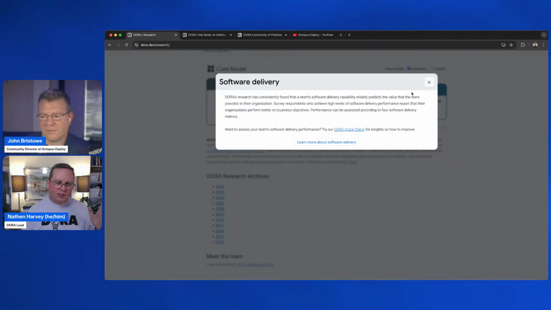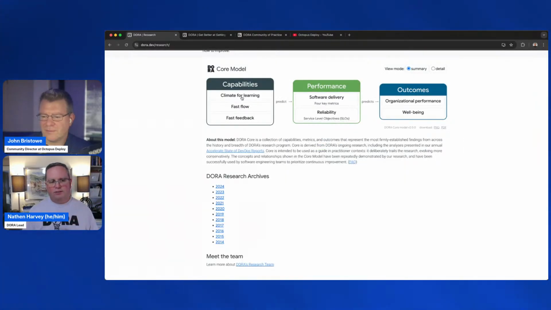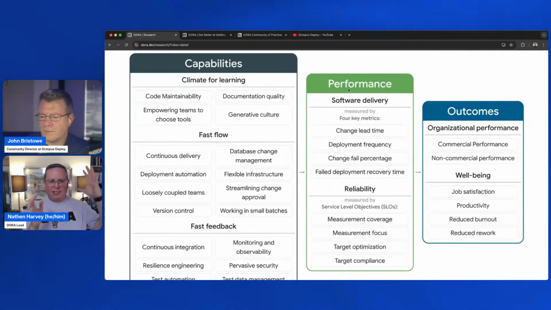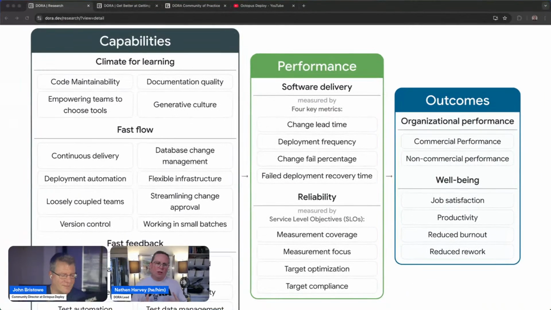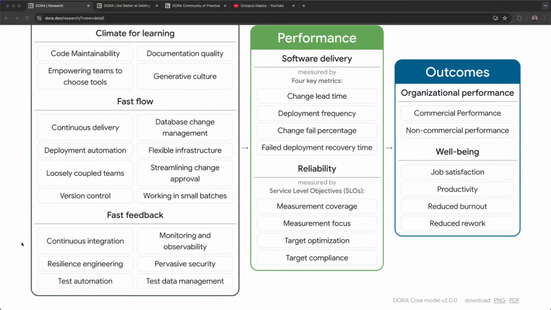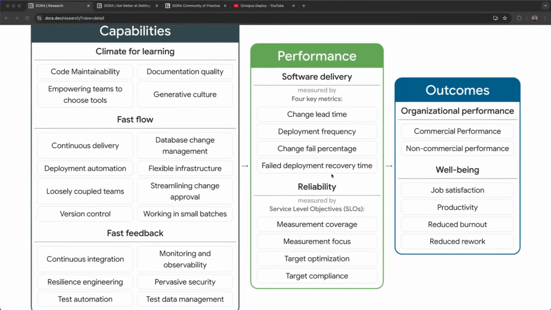If you close that out, you'll see on the left-hand side there are a series of categories of capabilities: a climate for learning, fast flow, and fast feedback. These are what we call the conditions that enable great software delivery performance. And if you click on the detail, and look over on the upper right-hand side, there's a little dialog box. There you go. You can expand out these capabilities. So how do I improve my software delivery performance? Well, make sure you have a climate for learning, fast flow, and fast feedback. What does that look like? It looks like high documentation quality. It looks like flexible infrastructure. It looks like having pervasive security and test data management.